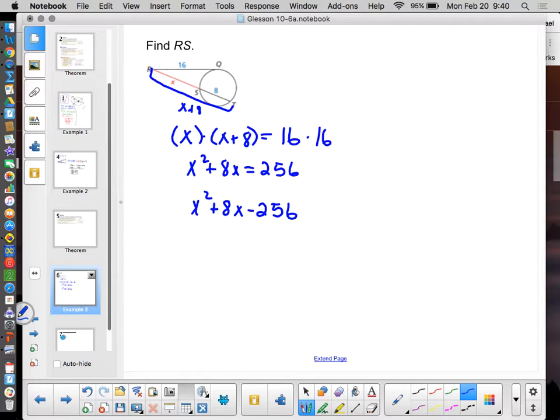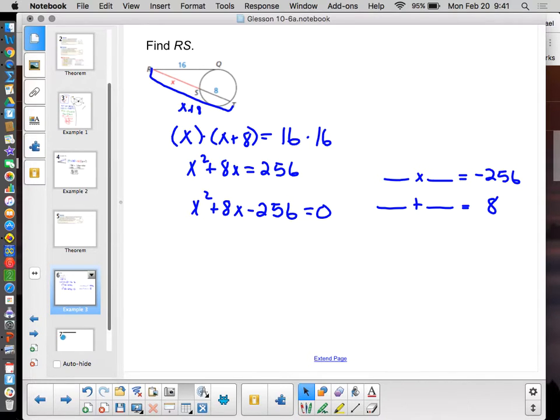And now I have to do my magic numbers in order to solve that. So I need two numbers that multiply, and maybe you saw it this way, blank times blank equals negative 256, and blank plus blank equals 8. So I need two numbers that multiply to give me negative 256, and two numbers that add to give me positive 8. That's a little tricky, trying to find that. So I got to start finding numbers that multiply to give me 256. How do I do that? That's a kind of big number.